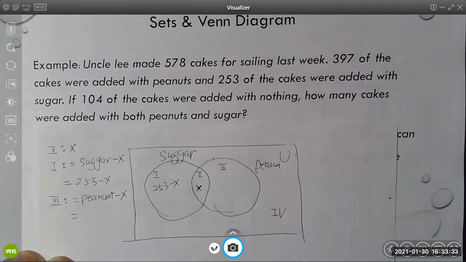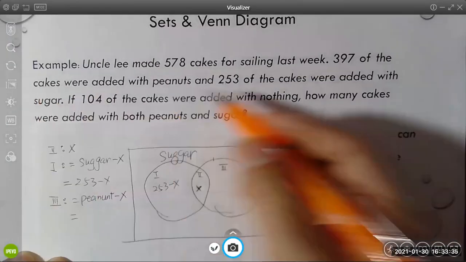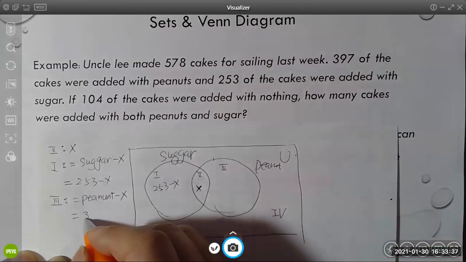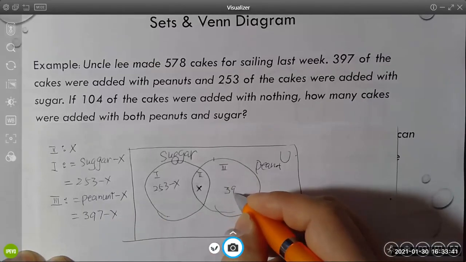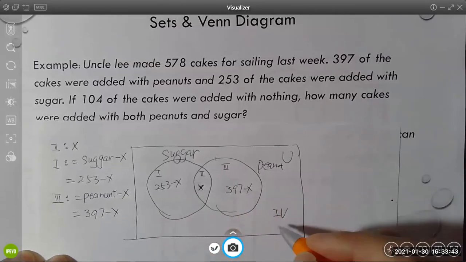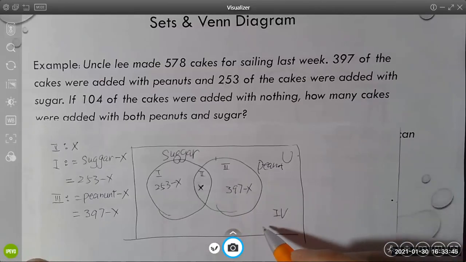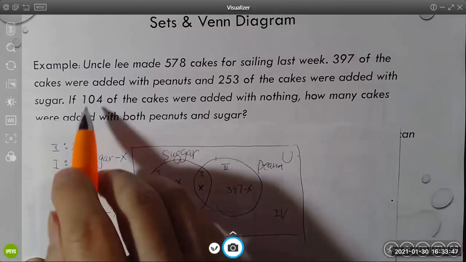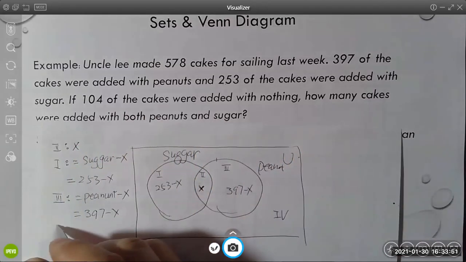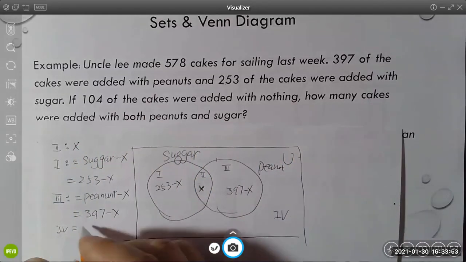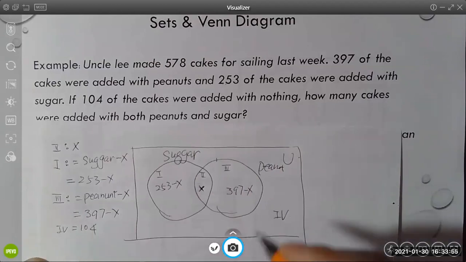So how many were added with peanuts? That is 397. So 397 minus X. Now the last one: we are given that 104 cakes were added with nothing. So region 4 is just 104.